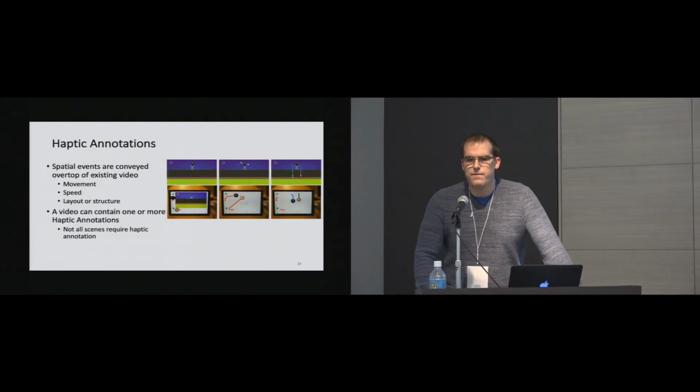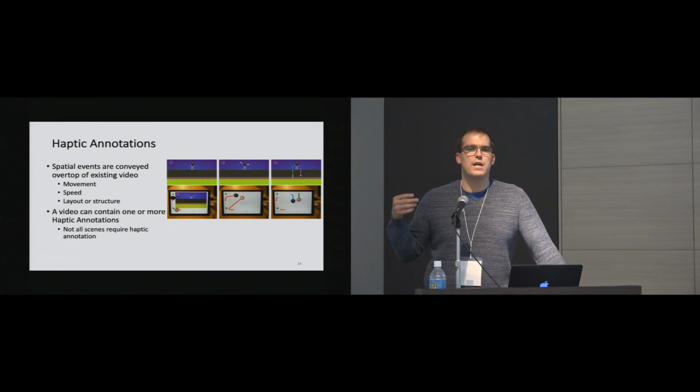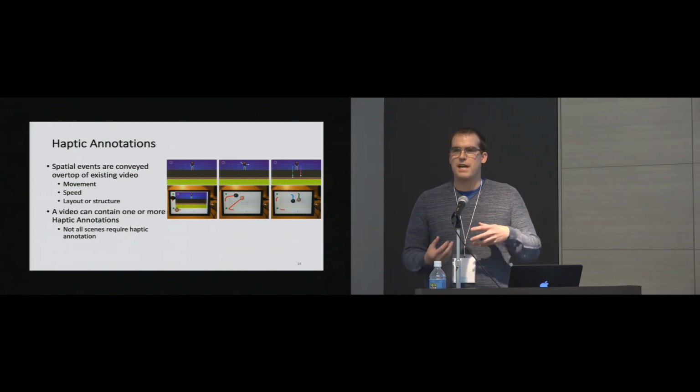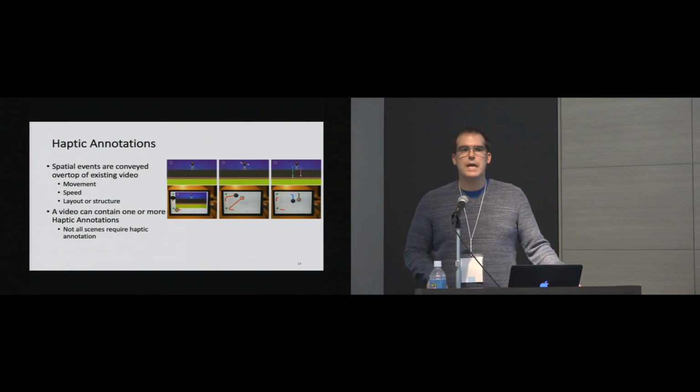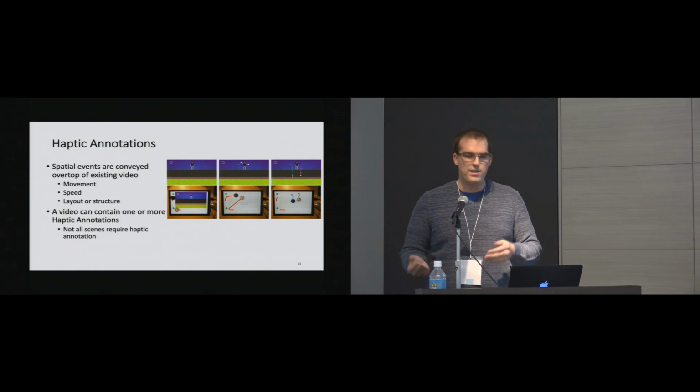In order to convey content in video, we quickly realized that not all video content needed to be represented spatially. Things like talking head interviews are situations in which you may not need spatial access, which is why we came up with the idea of the haptic annotation. In a haptic annotation, spatial events are conveyed over top of existing video and can convey things like movement, speed, and layout or structure.